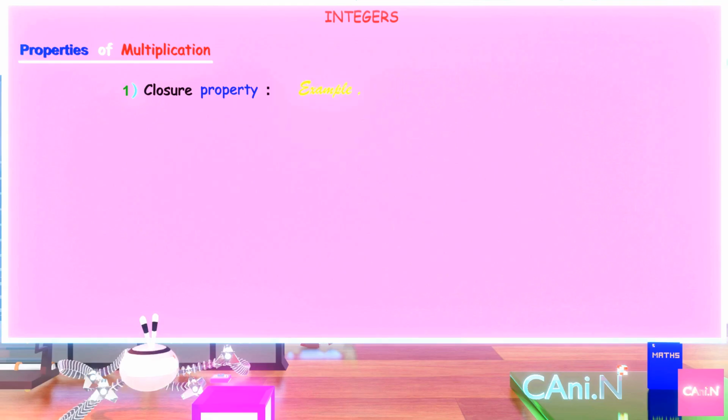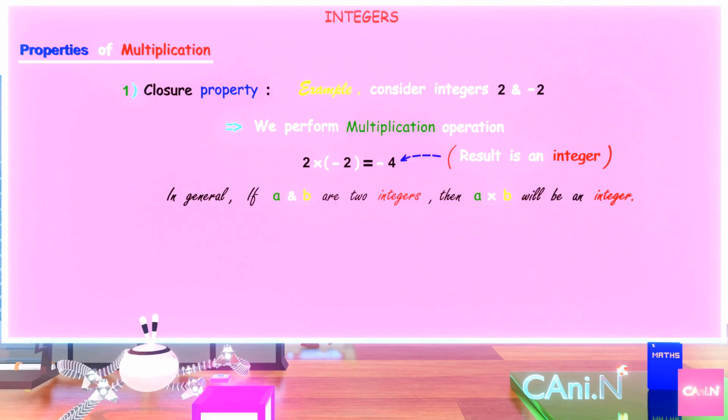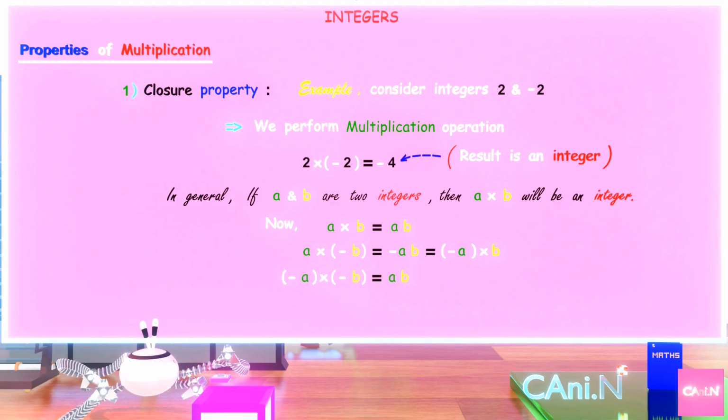Closure property. Example. Consider integers 2 and minus 2. We perform the multiplication operation. 2 into minus 2 equals minus 4. In general, if a and b are two integers, then a into b will be an integer. Now, a into b equals ab. a into minus b equals minus ab equals minus a into b. Minus a into minus b equals ab.